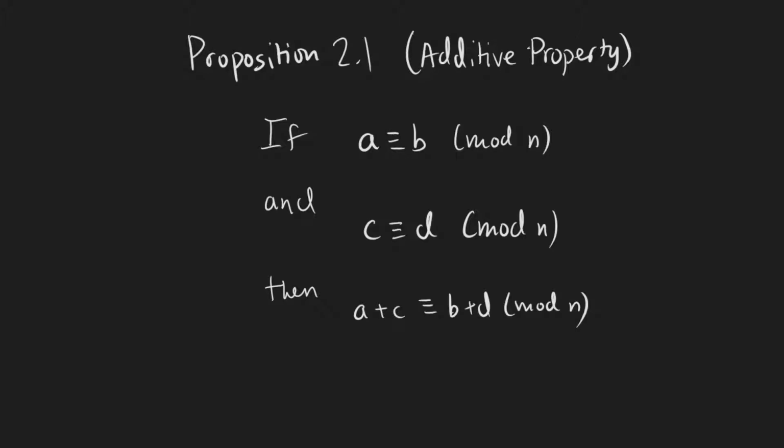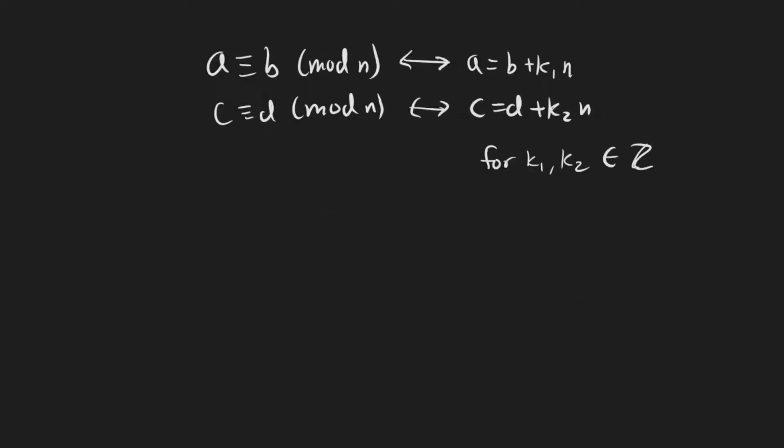Now let's start looking at some properties of the mods. So the first property that I'll mention is the additive property. If you have one statement like A is congruent to B mod n and C is congruent to D mod n, then we can just add these two and get that A plus C is congruent to B plus D mod n. Here's how we'll prove it.